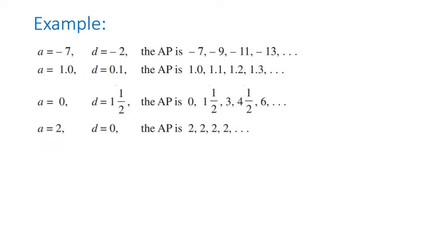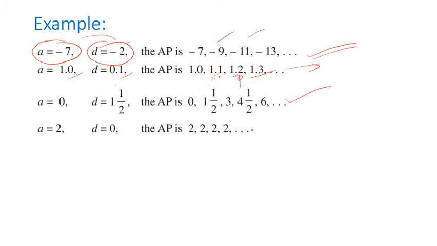So to form an arithmetic progression you only need the first term and the common difference. Using these two numbers we can form the arithmetic progressions. As you can see here, 7 minus 2 is 5, 5 minus 2 is 3... and so on. Here also 1.0, that is 1, and add 0.1, you will get 1.1, add 0.1 to this, you will get 1.2, add 0.1 to 1.2, you will get 1.3, and so on.